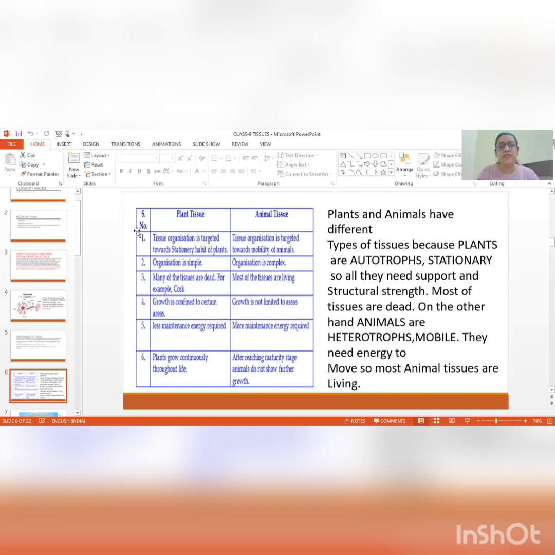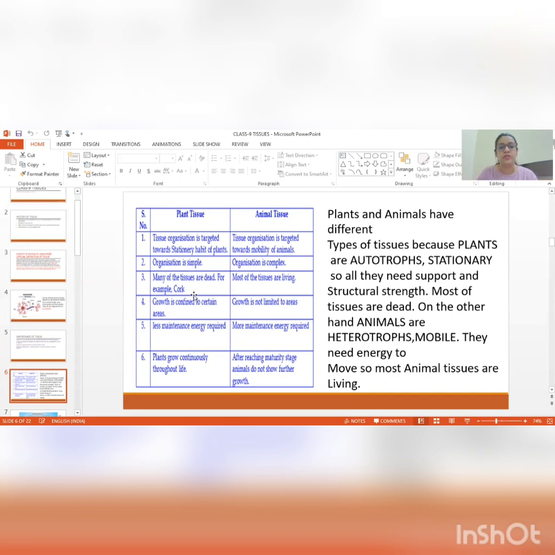So the basic difference you can see here: plant tissue organization is targeted towards the stationary habit of plants, whereas animal tissue organization is targeted towards the mobility of animals. Organization is simple in plant tissue, organization is complex in animal tissue. Many of the tissues are dead, for example, cork. Most of the tissues in animals are living.